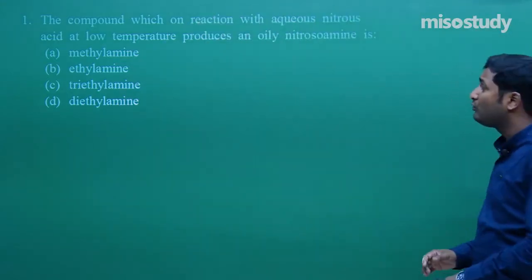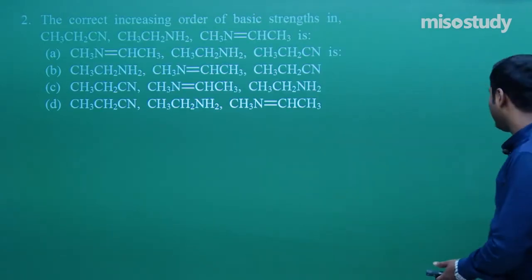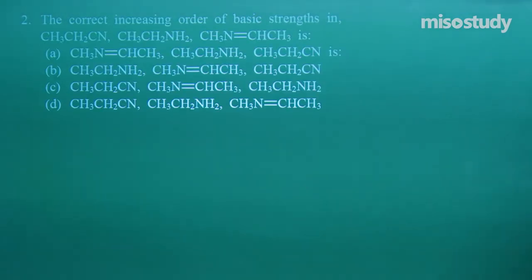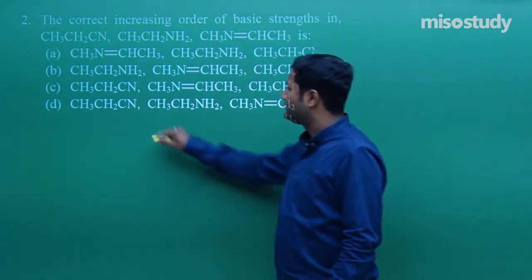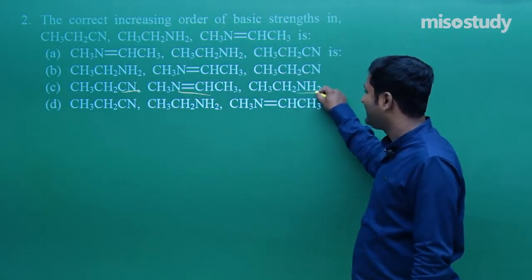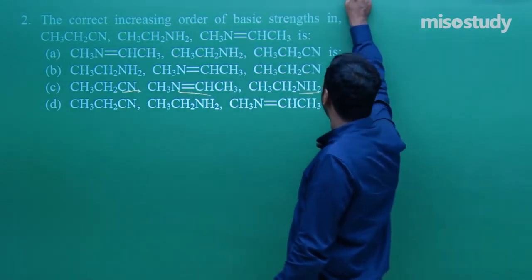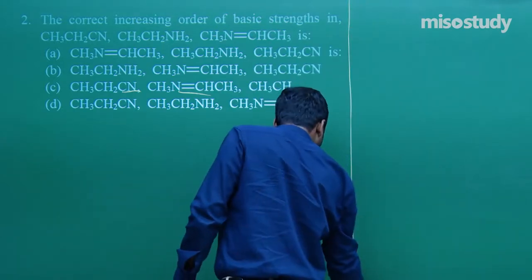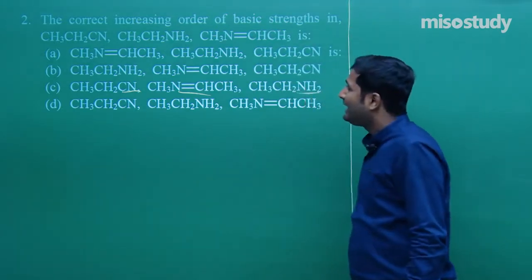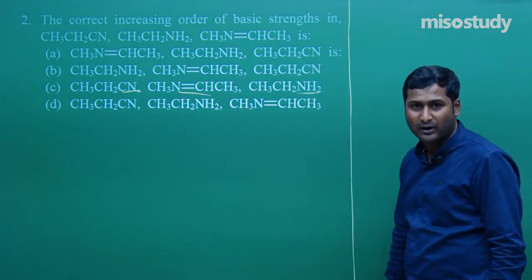Now let's move to the next section. The next question is, check it out: the correct increasing order of basic strength. Look here, here is CN, here is the involvement of a double bond, and here is NH2. As we know, the amino group, amine, has more basic character in comparison to the cyanide and double bonded component.